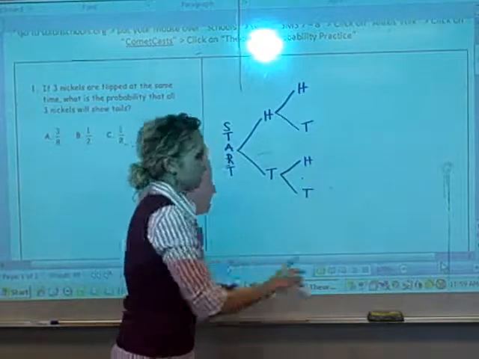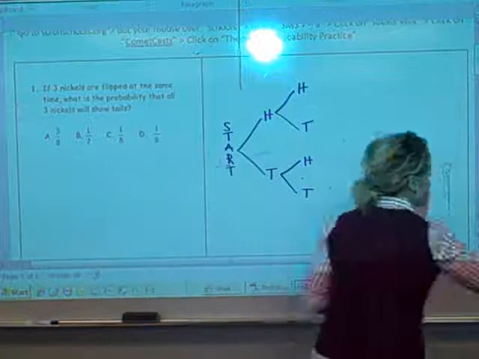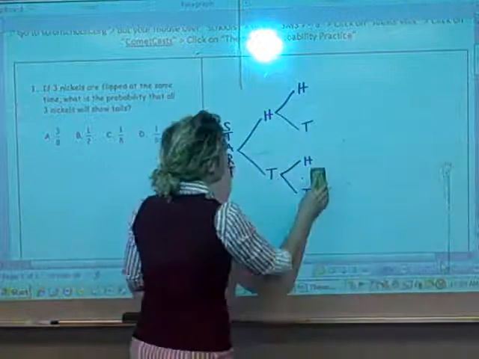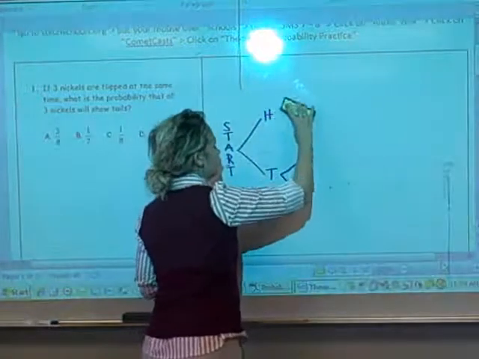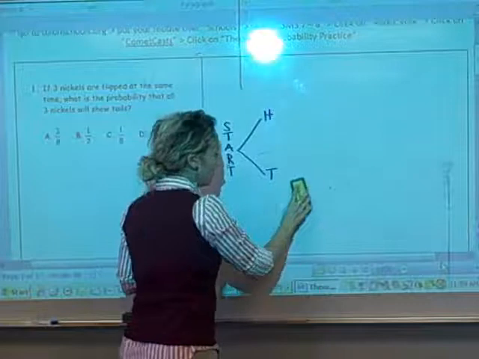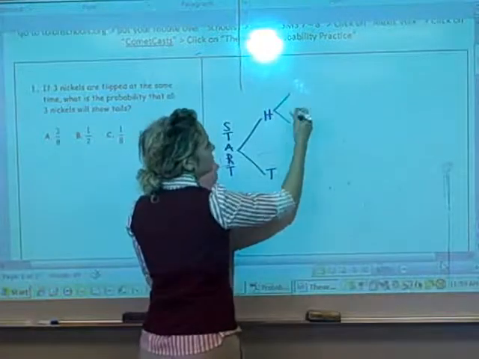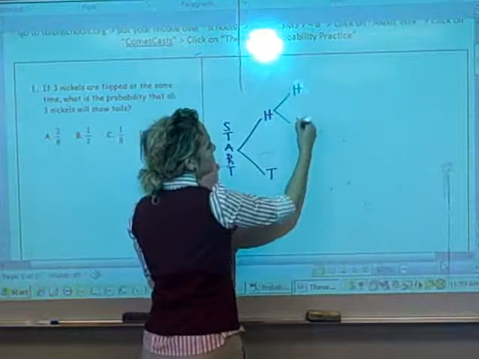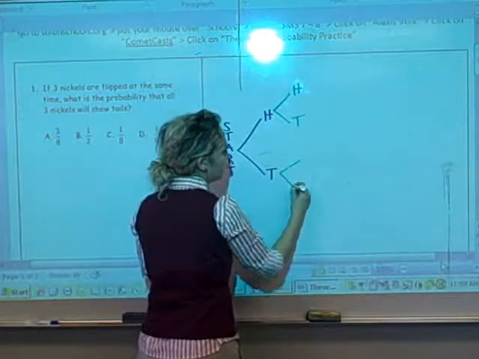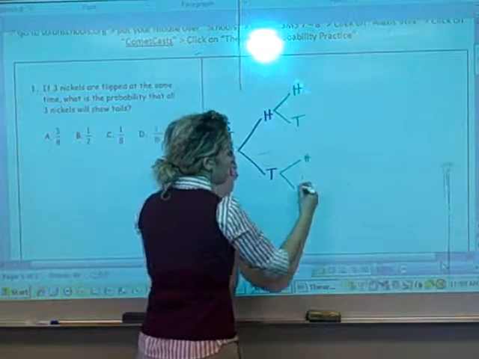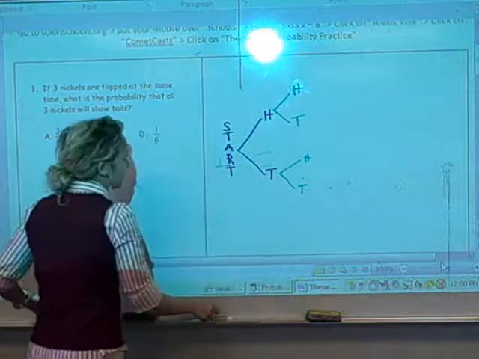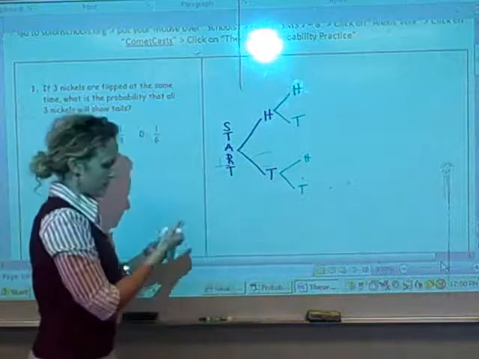Maybe I should do those in a different color to show you the different flips. Okay, so I'll make the first event in purple. I'll make the second event in green. So my second coin is in green. I could have flipped that and gotten heads or tails. Heads or tails. Okay, now I have a third coin to flip.